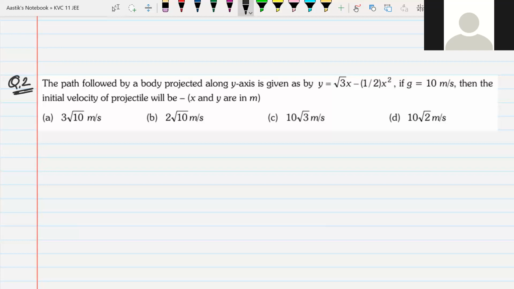B, sir. Okay, we got one answer. B. How much is B? B is 2 root 10. That is correct. Everyone got the same answer.